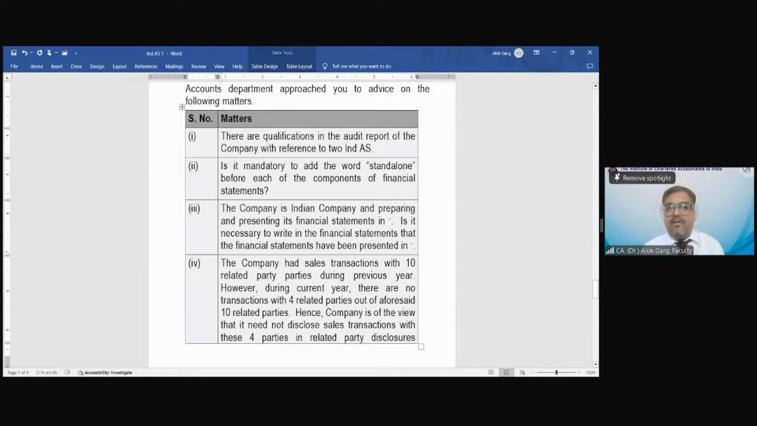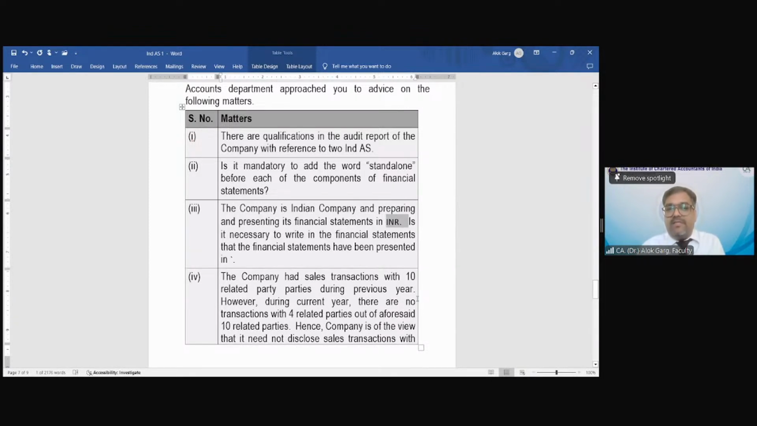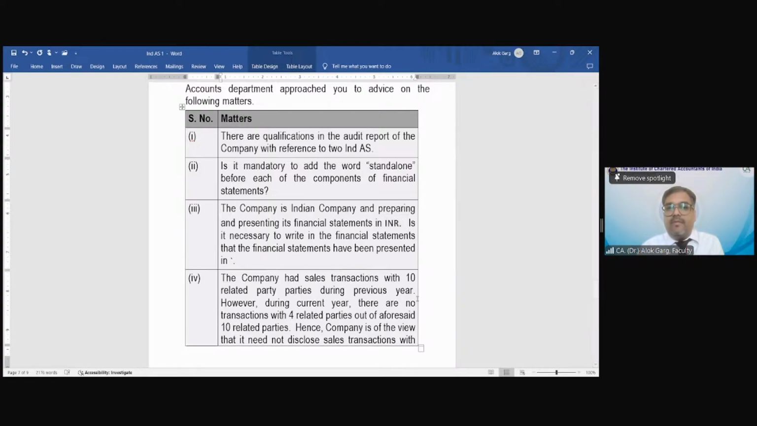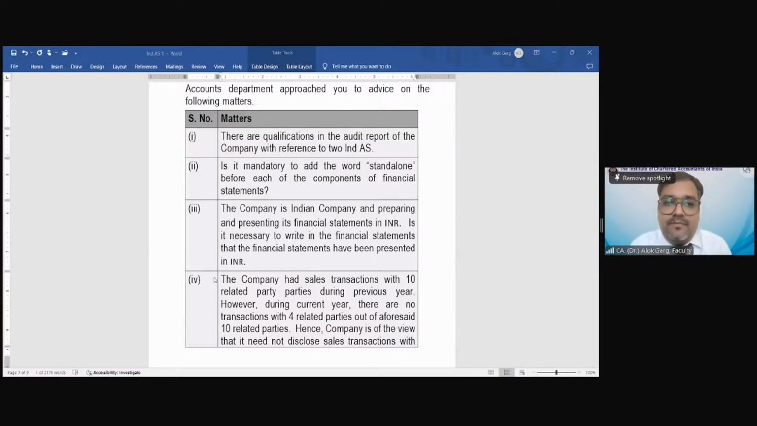Third question. The company is an Indian company and is preparing and presenting the financial statement in INR. So basically it is INR. Is it necessary to write in the financial statement that the financial statements have been presented in INR? Yes or no? Whether the currency needs to be disclosed?